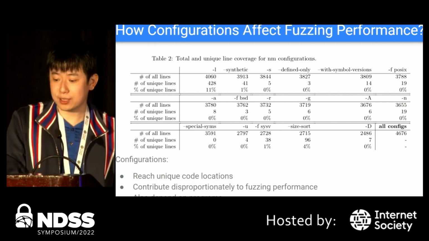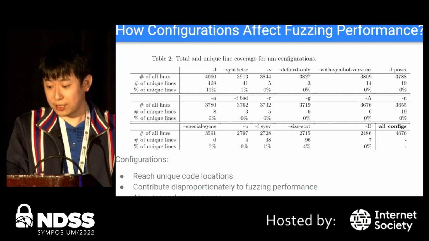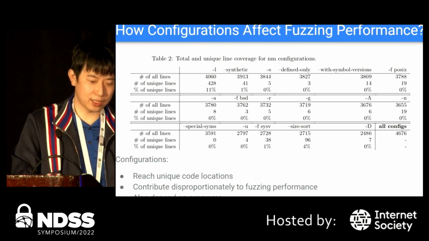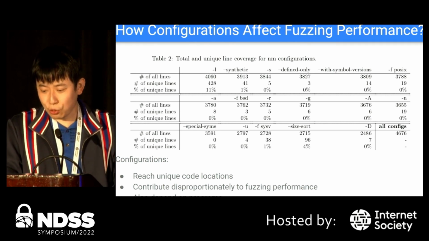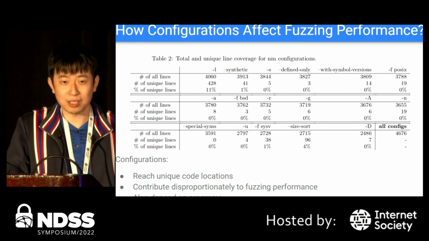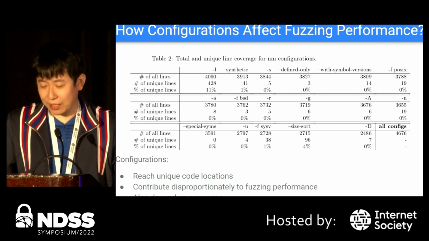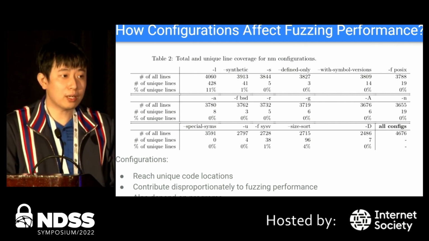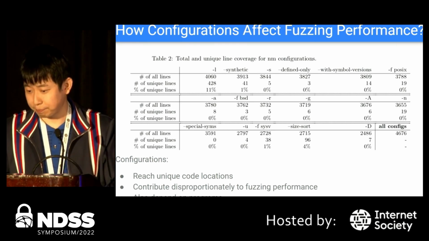So from this empirical study, our observation is that different configurations reach unique code locations, and different configurations contribute differently to fuzzing performance. These two observations also depend on the program. It is therefore important to smartly allocate resources for different configurations during fuzzing.